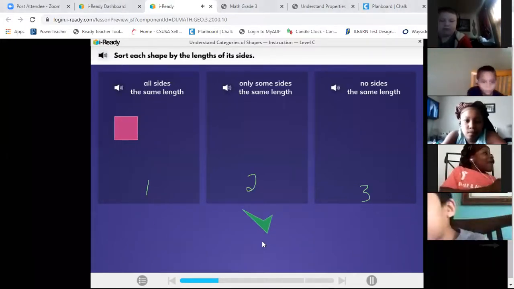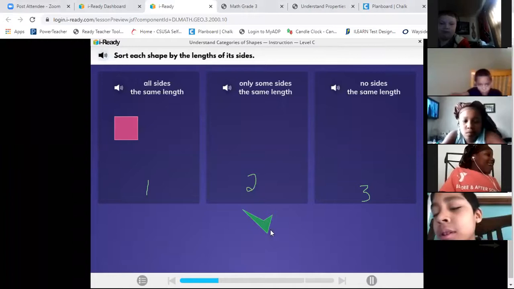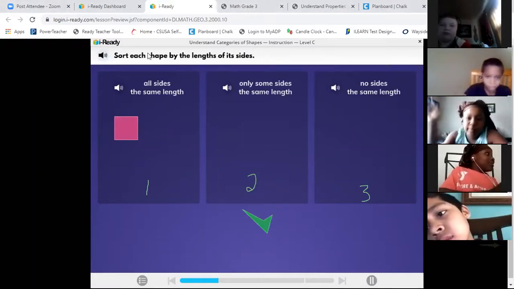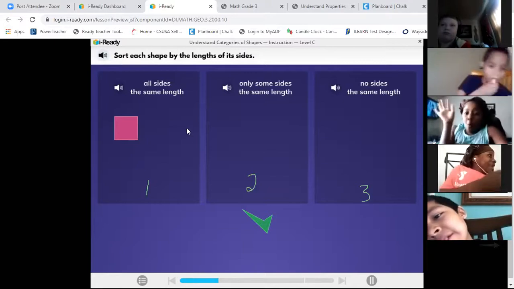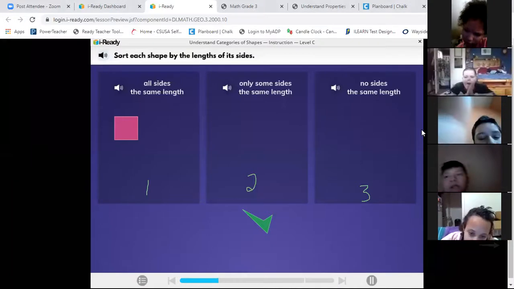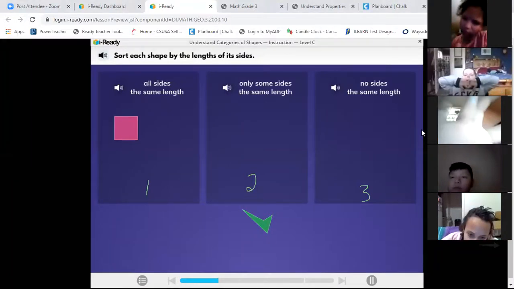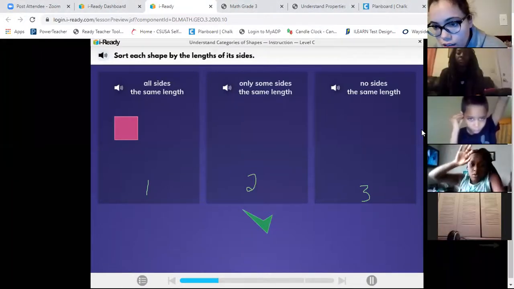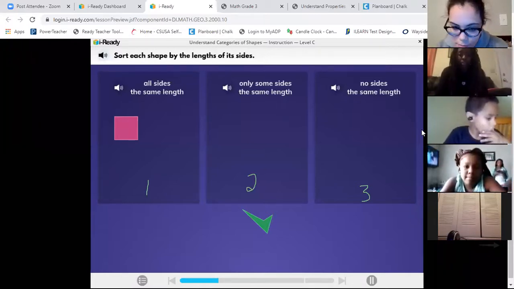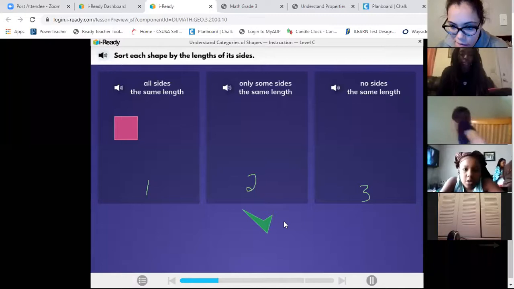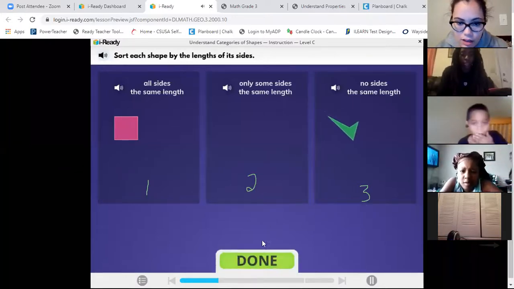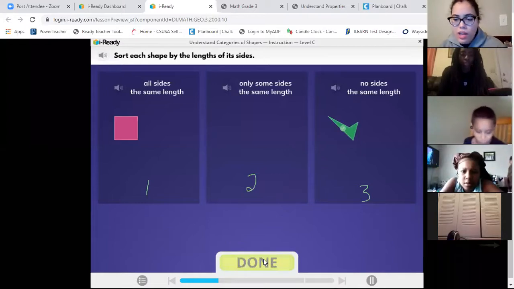All right, this weird looking quadrilateral, where does this go? Are all the sides the same length, or only some sides the same length, or are no sides the same length? Nikayla? No sides the same length. Okay. You got it. Good job.